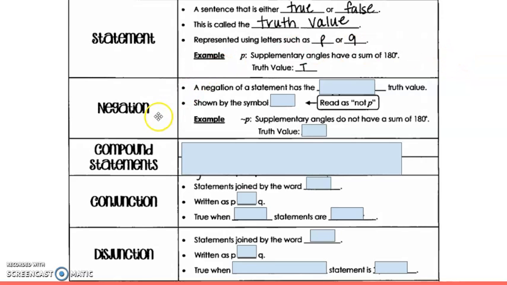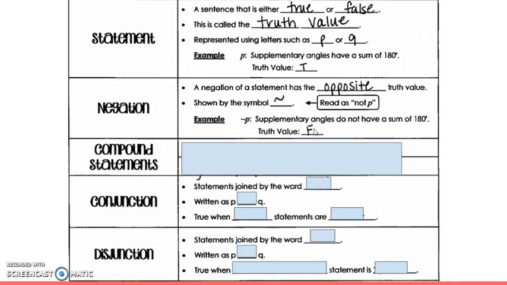We also have negations, and a negation is a statement that has the opposite truth value. When we write this out, we're going to use this little squiggle symbol, and it's going to go right in front of the letter, and we're going to read that as a not. So down here where it says example, this is read as not P. And not P is supplementary angles do not have a sum of 180 degrees. We know that that is false, so our truth value is F. So that's just the basic statement and negation.